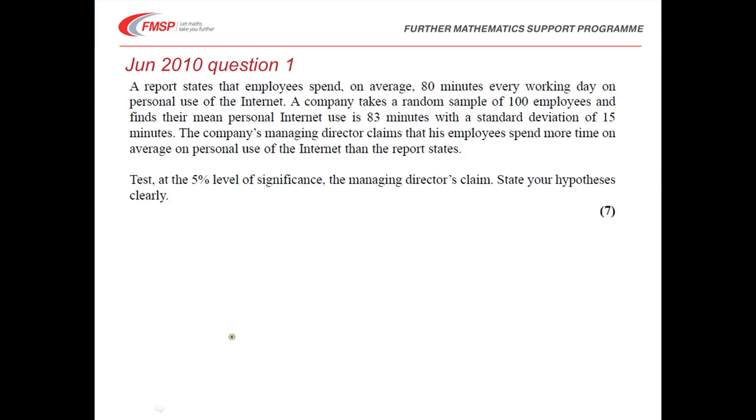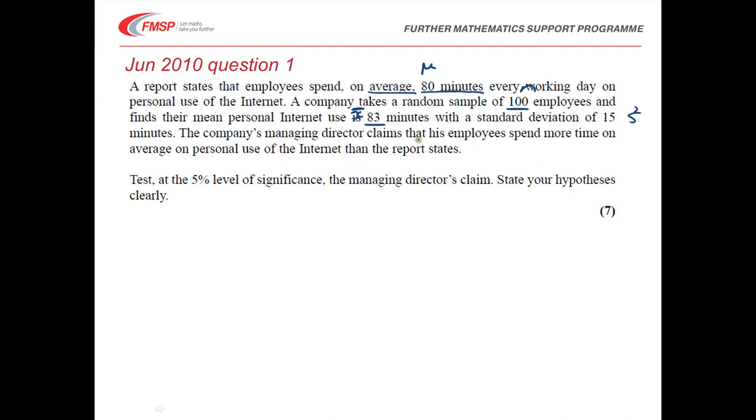Okay, so June 2010, question 1. A report states that employees spend on average 80 minutes. So there's a key thing. Spends on average 80 minutes every working day on personal use of the internet. The company takes a random sample of 100 employees and finds that their mean personal internet use is 83. So we've got a belief, we've got a sample mean, we've got a sample size, and we're also given a sample standard deviation. Okay, so we are given an s squared here. You could use sigma squared, but really it's s squared.